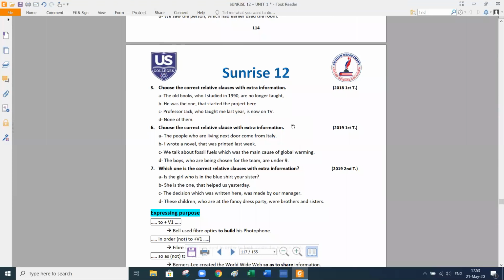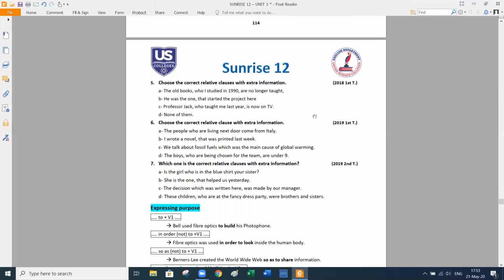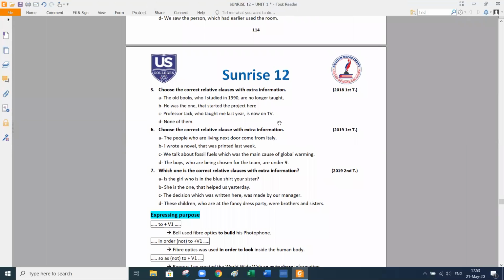And choose the correct relative clause with extra information. As you can see, almost all the questions asked in the ministry exam ask the same thing: relative clause with extra information. Okay, the old books, comma, who studied in 1990, comma, are no longer taught. Who is used to refer to the books, so that's wrong. We don't use who to refer to books.